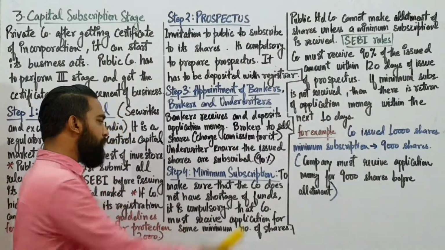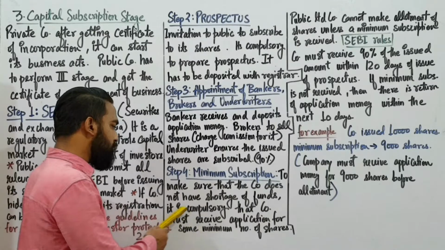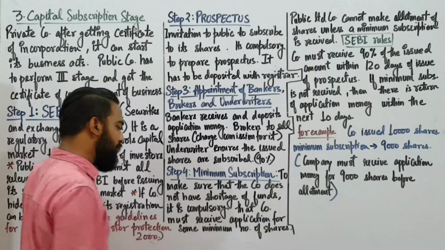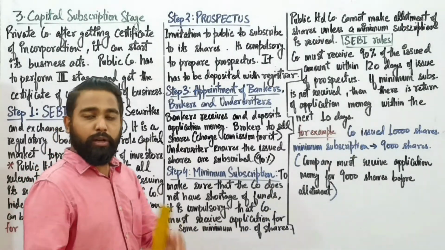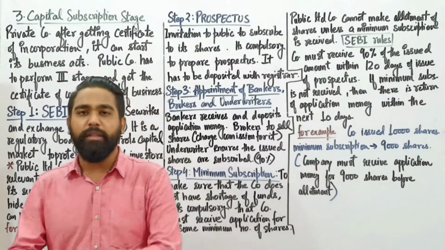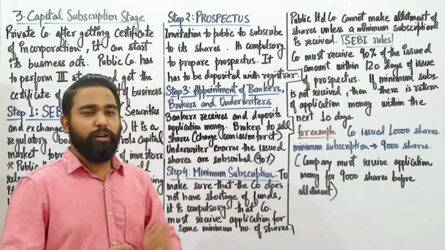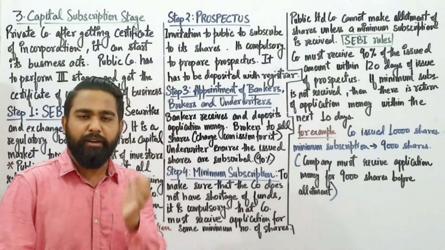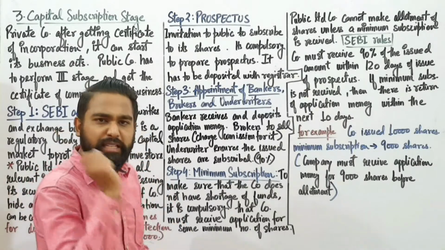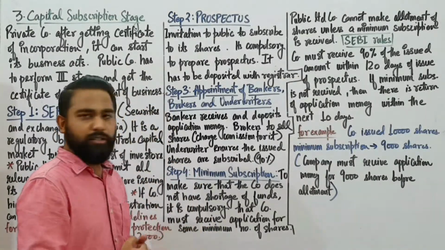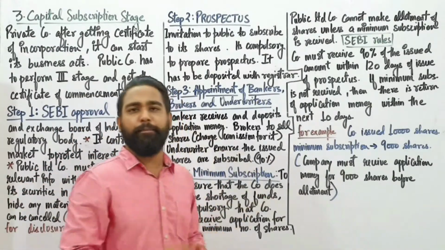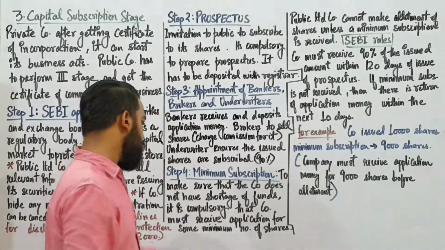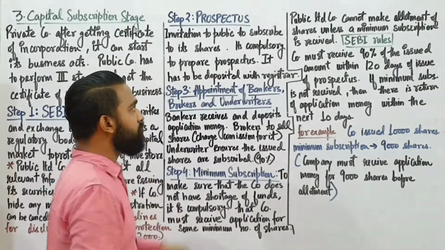So that's the step. To make sure that the company does not have a shortage of funds, it is compulsory that the company must receive applications for some minimum number of shares. So there's a limit for every firm that they need to have the application money received for some decided number of shares. There is a minimum number of shares which they have to sell, for which they have to receive the application money. So there is a minimum number of shares as a limit.